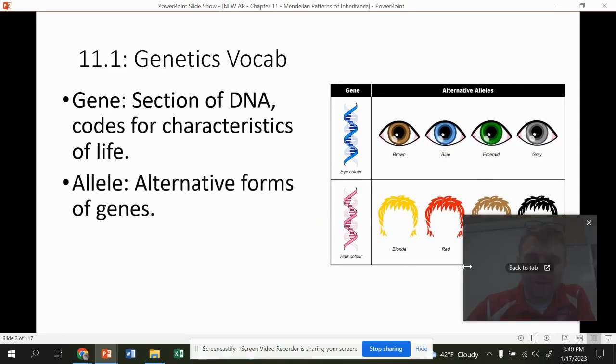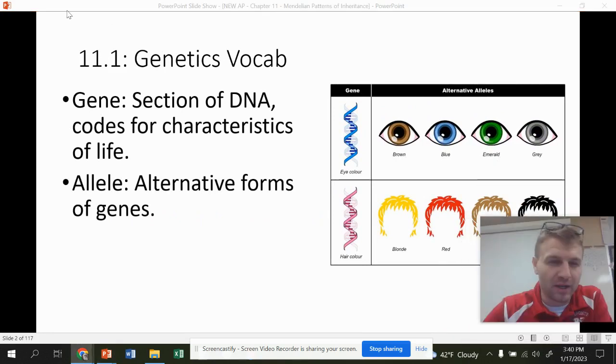Now, I've kind of moved the sections around a little bit. Hopefully 11.1, we're just going to be talking about genetics and the vocab of genetics. So check your PowerPoint image, just make sure we're on the same slide because I moved things around here.